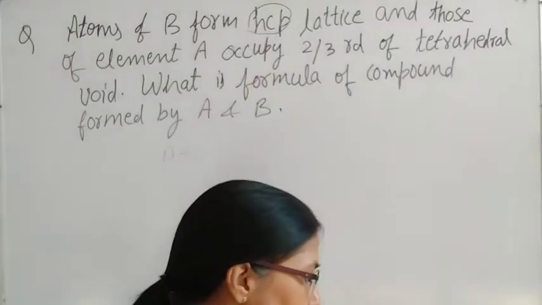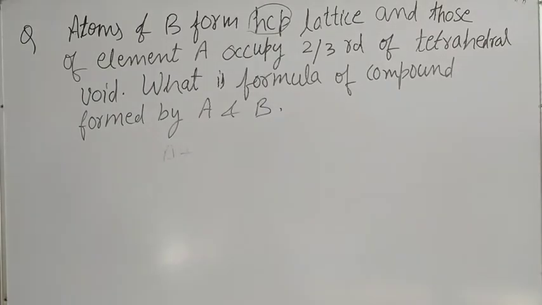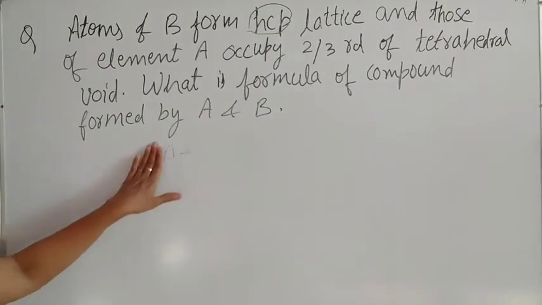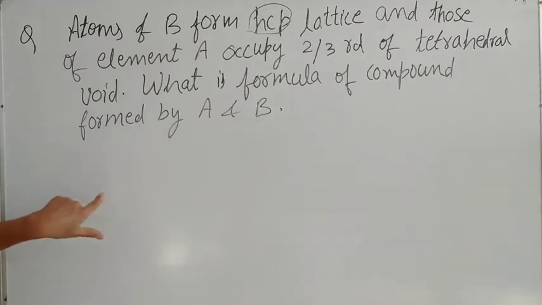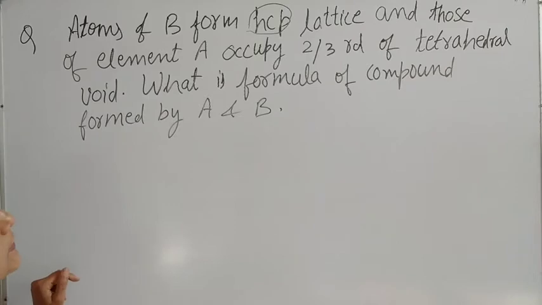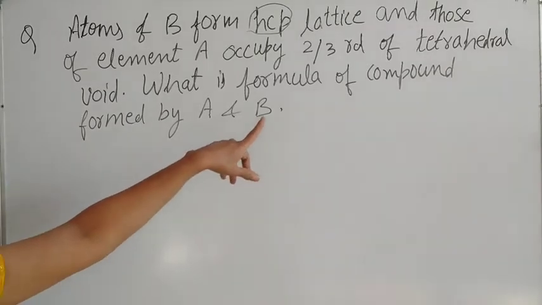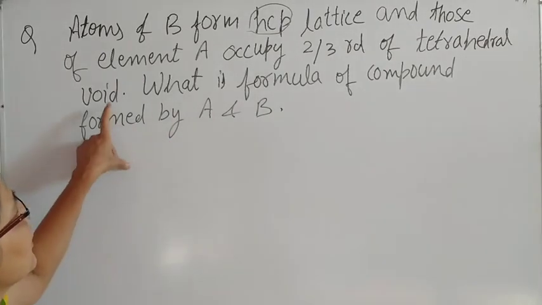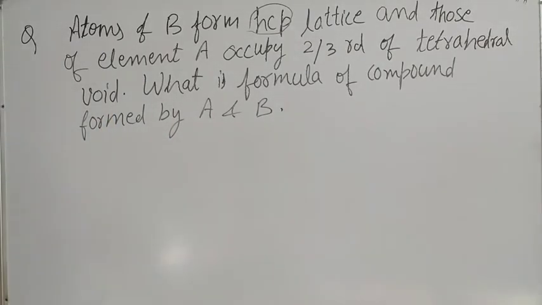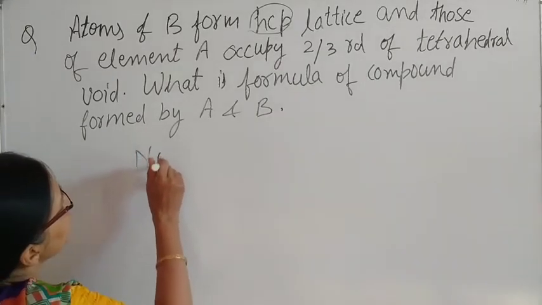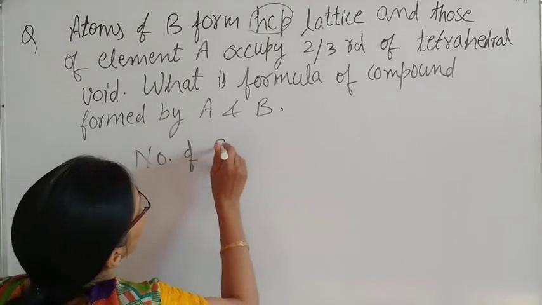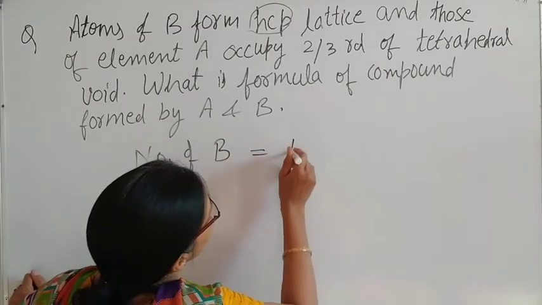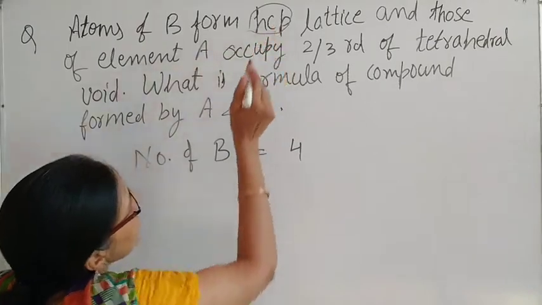Now another question for you. In this question you are working with the compound formed between A and B. According to the question, atoms of B form an HCP lattice and those of element A occupy 2/3 of the tetrahedral voids. What will be the formula of the compound formed between A and B? So the number of B atoms is equal to 4 as HCP is the lattice.